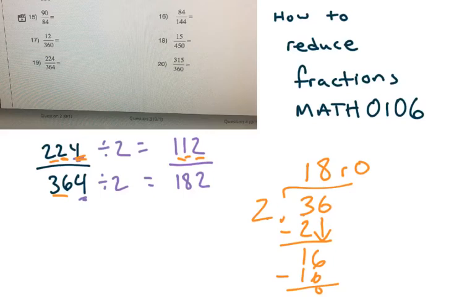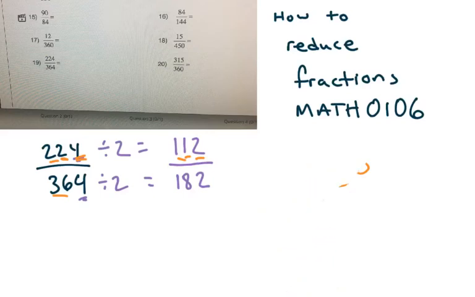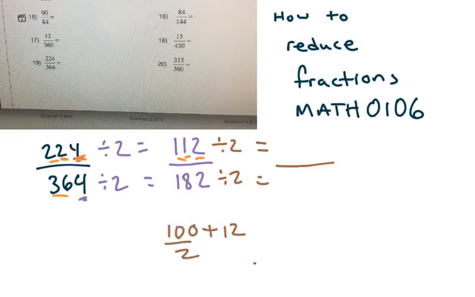So now that we know that, let's keep going with 112 over 182. If you're looking at that, hopefully at the minimum you think 2. So I'm going to tackle it with 2 again. Now here, so I don't have to do so much work, I'm going to get clever. For 112 divided by 2, I'm going to think of it as 100 plus 12, and each of these are going to be divided by 2. So 100 divided by 2 is 50, and 12 divided by 2 is 6. Together that gives me 56.